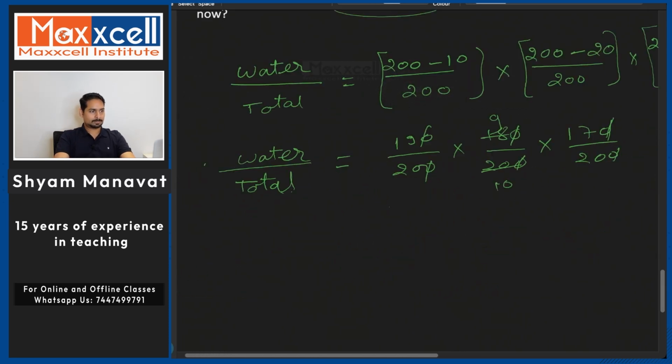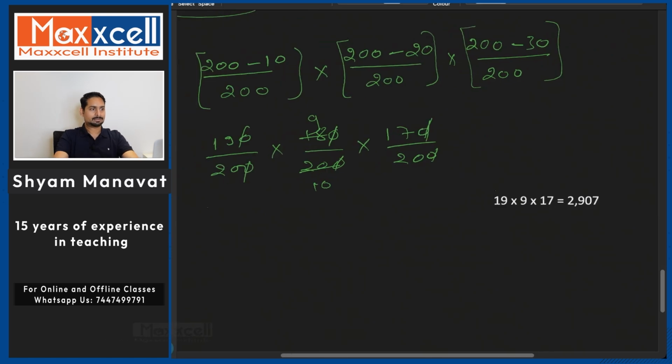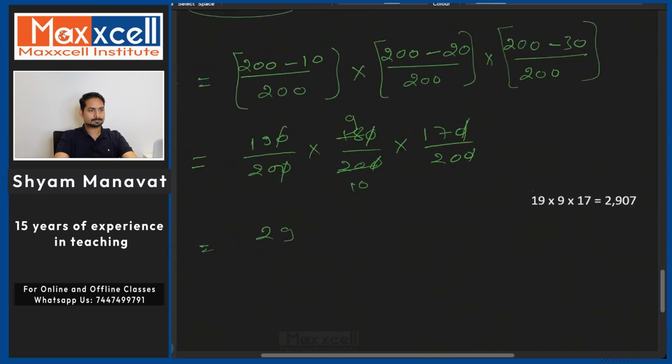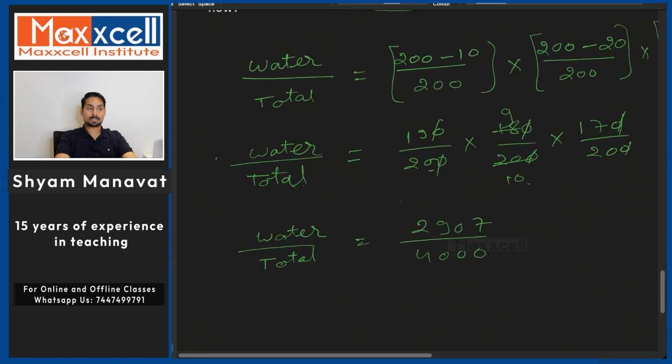So the water by total, how much is water by total? So water is how much? Water is, the numerator is 19 into 9 into 17, that will get you 2907. And here 20 into 10 into 20 is going to get you 4000. Okay, this is the water by total ratio. Actual total quantity is still 200 liters, but this is ratio.